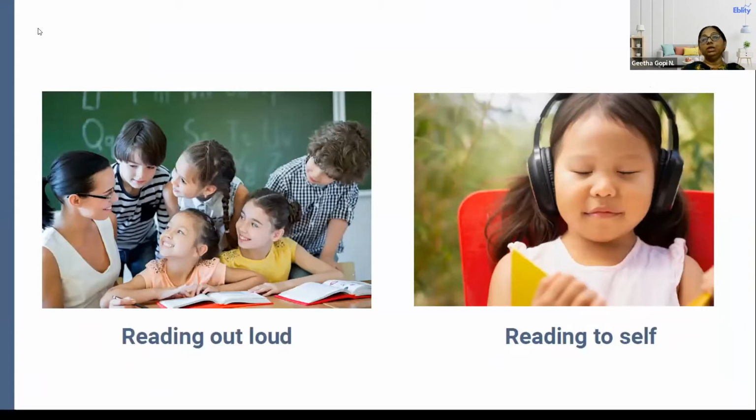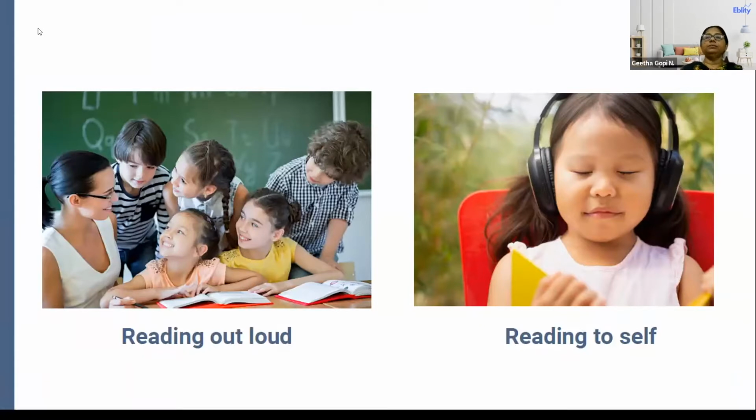One is reading out loud. So it can be we can read out to the children, and children can also read out to each other. So again, reading out aloud is a good way of learning how to read. Listening to good models of reading really helps in developing better reading skills.